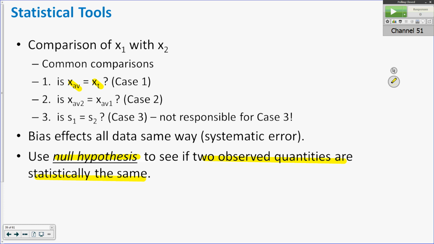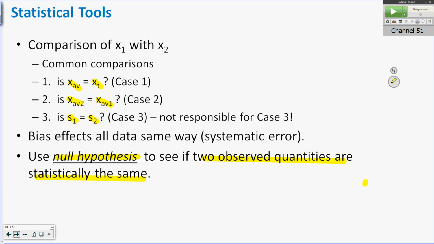Number 2, are 2 experimental averages equal to one another? This is a common one used in legal issues. So do these 2 things match or not? Right? So you're always going to have some statistical variation in replicates. You're not going to get exactly the same numbers, but are they equivalent to one another? In the third case, one I'm not going to hold you responsible for, is looking, do the standard deviations within a data set, are they equivalent to one another?